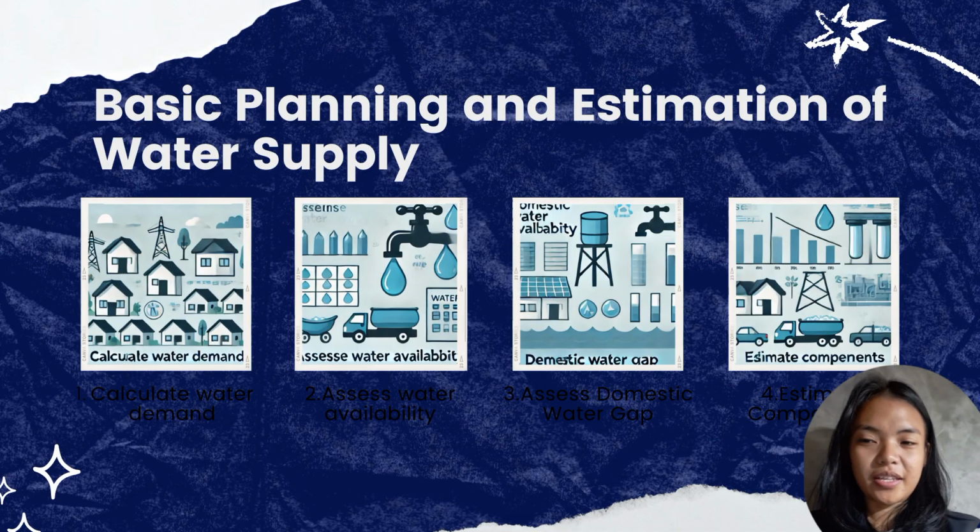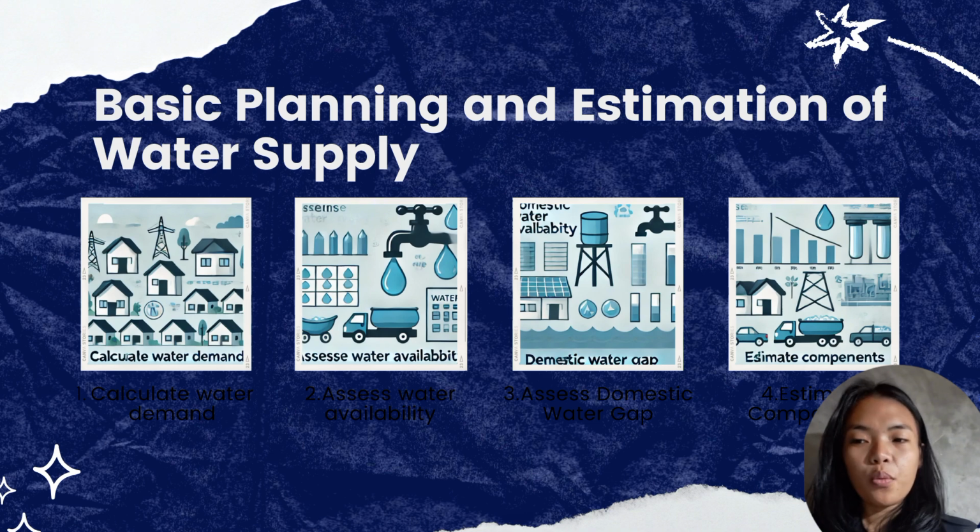I am Sarah Izoleta, and for my part in the report, I will be discussing the basic planning and estimation of water supply. First step is to calculate the water demand for domestic, institutional, commercial, and other water supply use. For example, a town might calculate that each household needs 150 liters of water per day. With 1,000 households, the total daily water demand would be 150,000 liters.